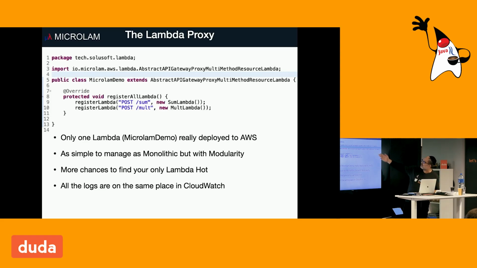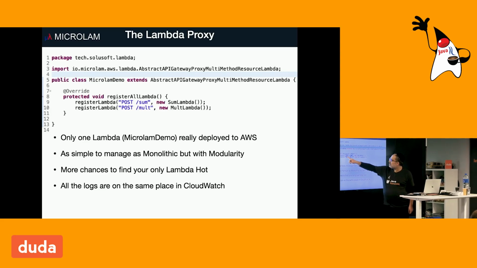This is an example of what you get on the microlam demo Lambda. You can use the HTTP method, space, and the resource, to redirect it to the Lambda you want to use, and automatically it will do the work.